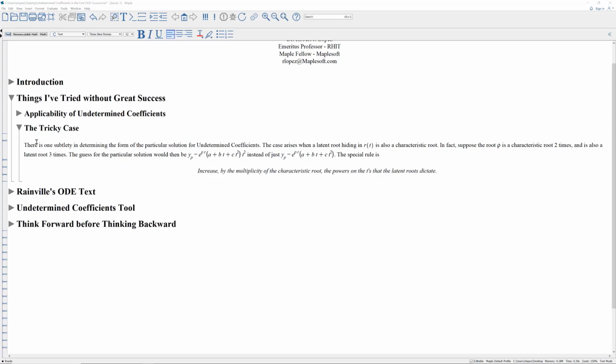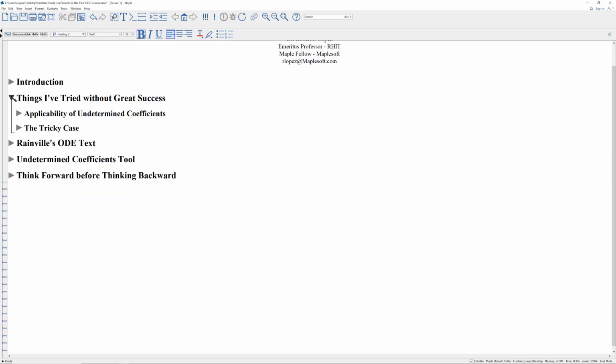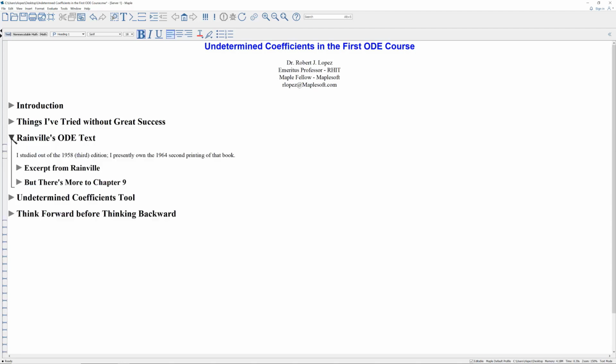So, what did I learn as an undergraduate out of Rainville's text? Well, what was the text? It was Elementary Differential Equations by Earl Rainville. I had the 1958 or third edition. I presently have a copy of the 1964 second printing of that book. Same, just a second printing, but it goes back to 1958.